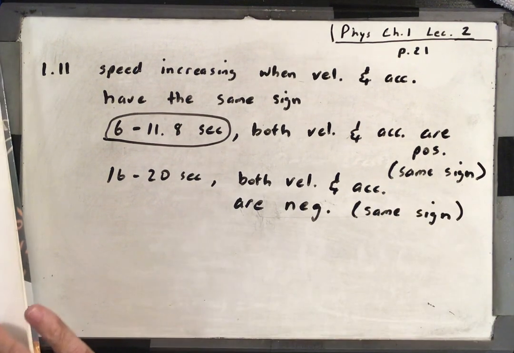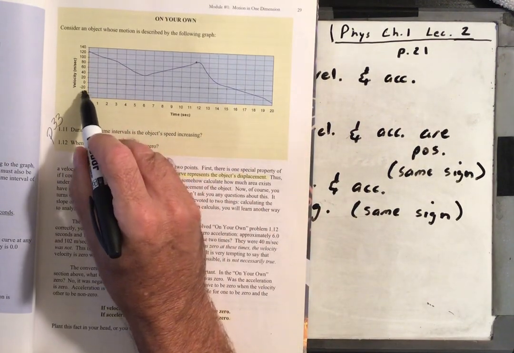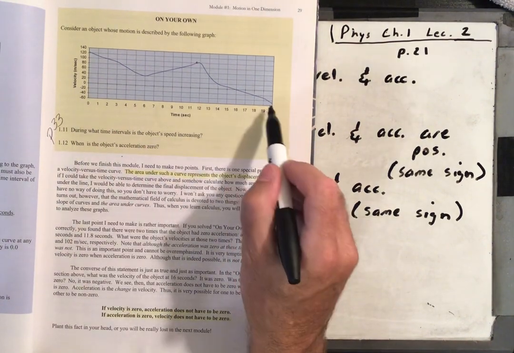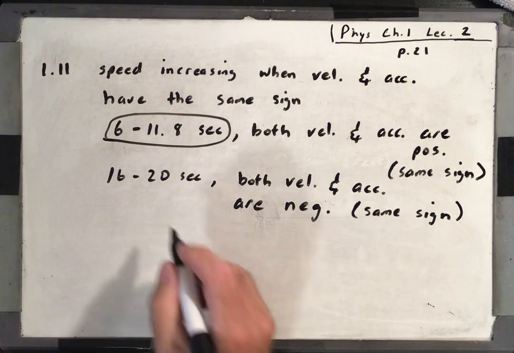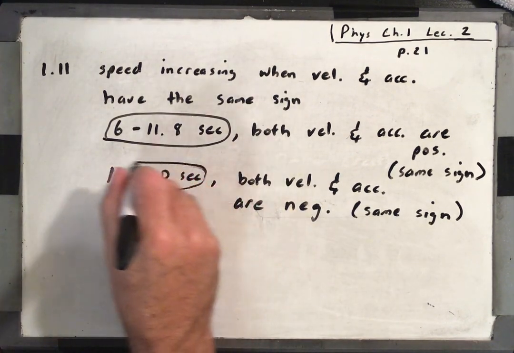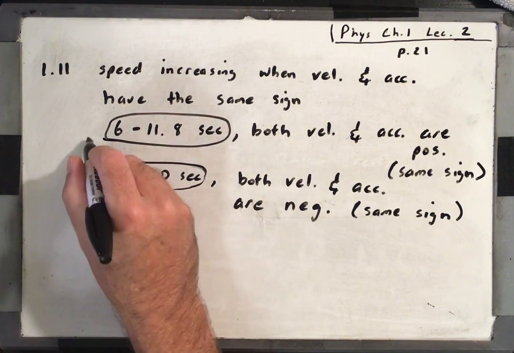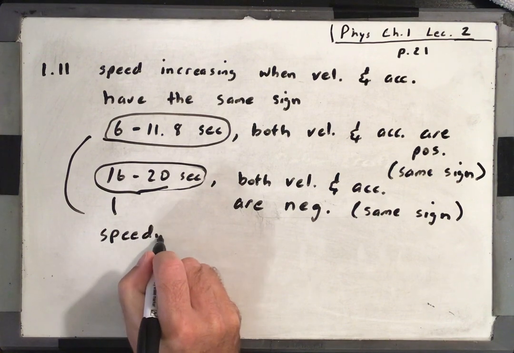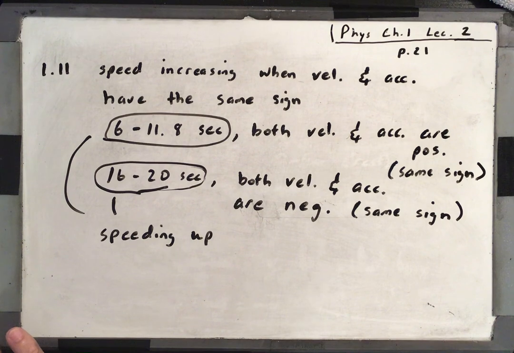How do I know they're negative? Well, the velocity is in the negative part of the graph, right, below this 0, so it's down here. And the slope is negative, and that tells you acceleration. So from 16 to 20 seconds, also speeding up. So both of those are speeding up. Slowing down where they have opposite signs.